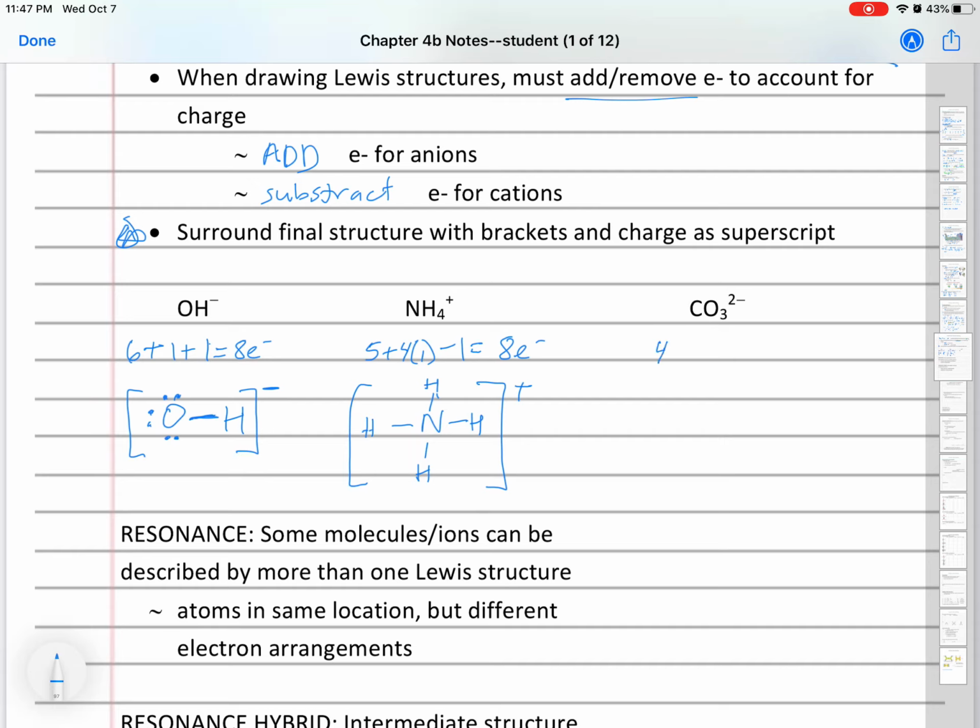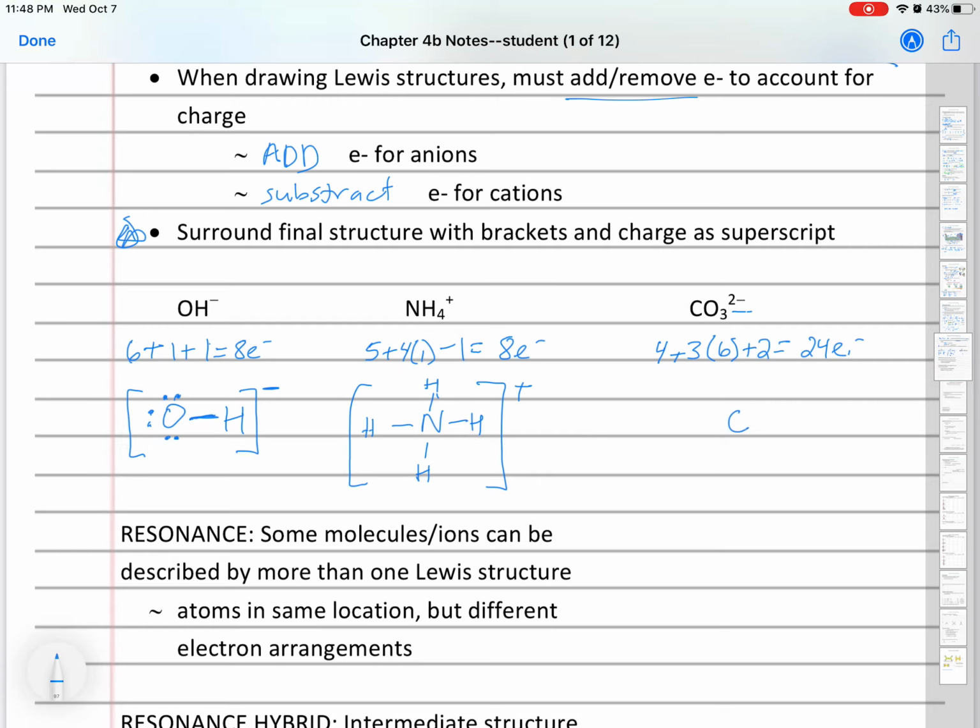Lastly, we've got carbonate, CO3 2-. Carbon has 4 valence electrons, just using the periodic table to see what group number it's in. I have 3 oxygens. Oxygen is in group 6A, so that means it has 6 valence electrons. And there's a -2 charge, so that means that it gained 2 electrons. So we're going to add those 2. So 3 times 6 is 18, plus 2 is 20, plus 4 is 24 electrons.